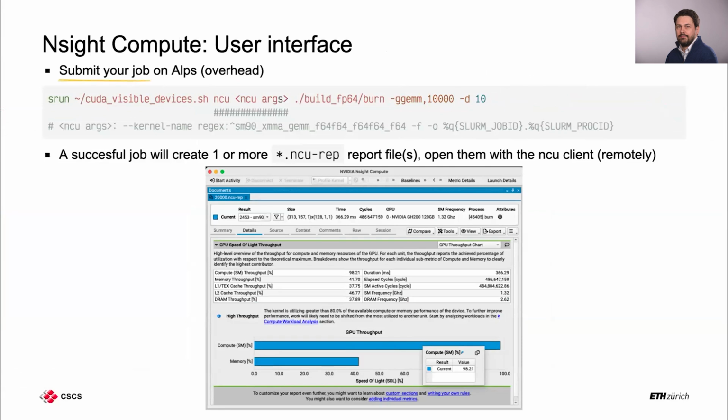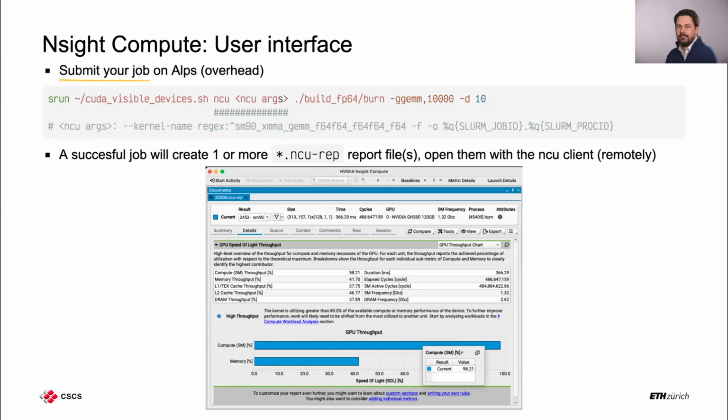So same thing, you just add NCU to your job script. But you have to be careful that because the tool needs to collect the performance data, the tool needs to replay the kernels multiple times, and that's going to add maybe sometimes a lot of overhead to your runtime.